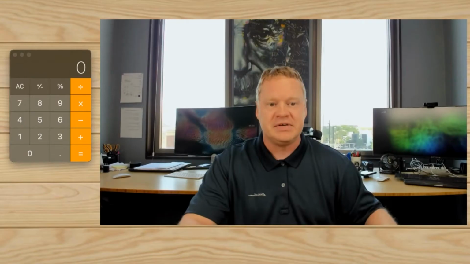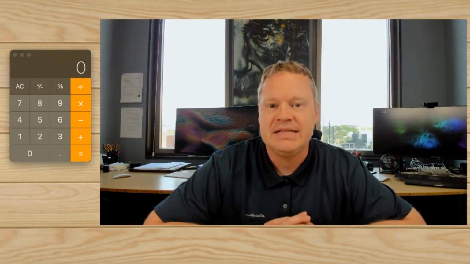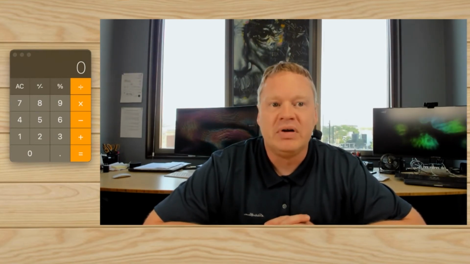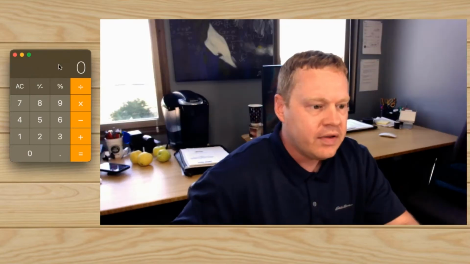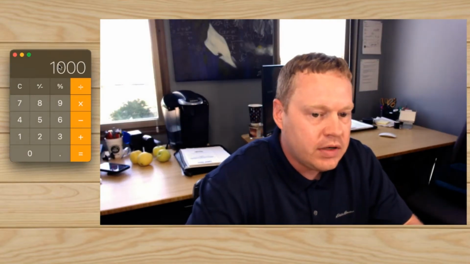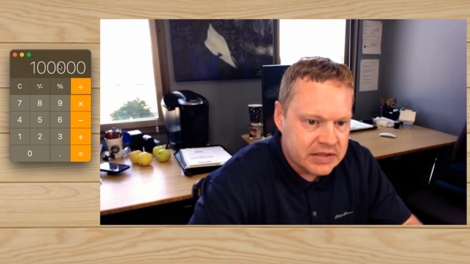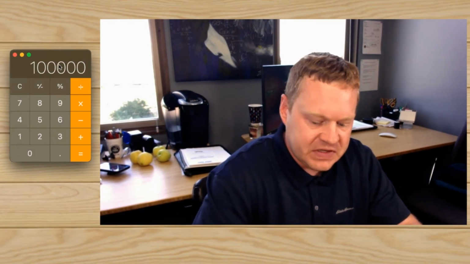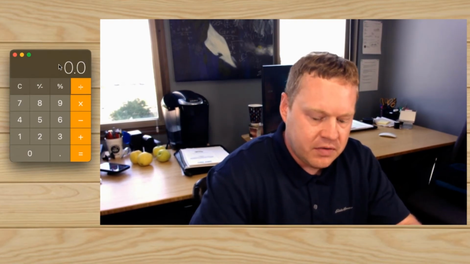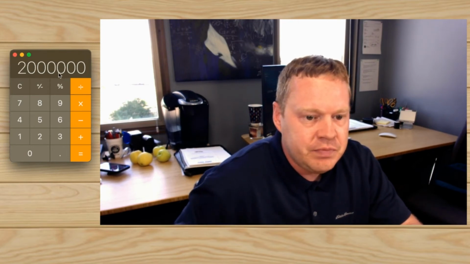Let's play with some examples here real quick. So I've got the calculator up on the screen now, and you can see that. If we have a building where the net operating income is $100,000 and the cap rate is 5%, 100,000 divided by 0.05, we're going to have a value of $2 million on that building.